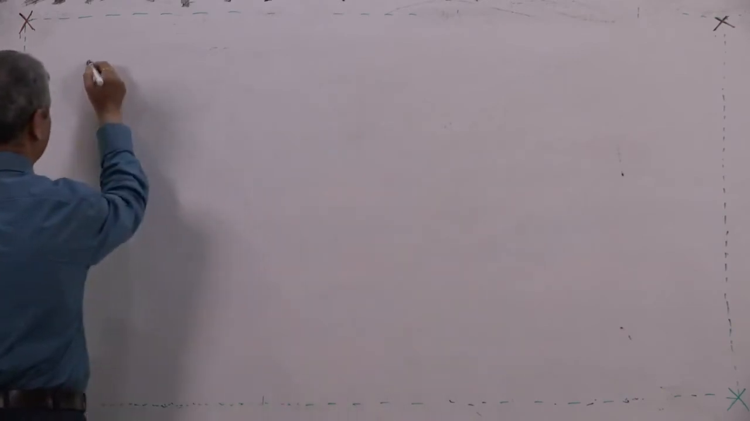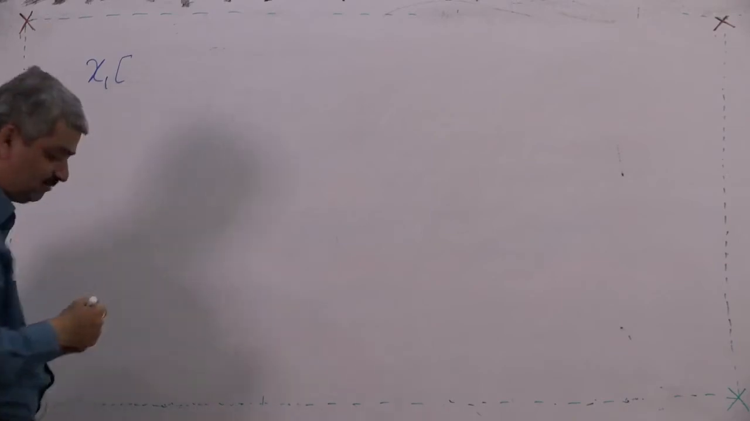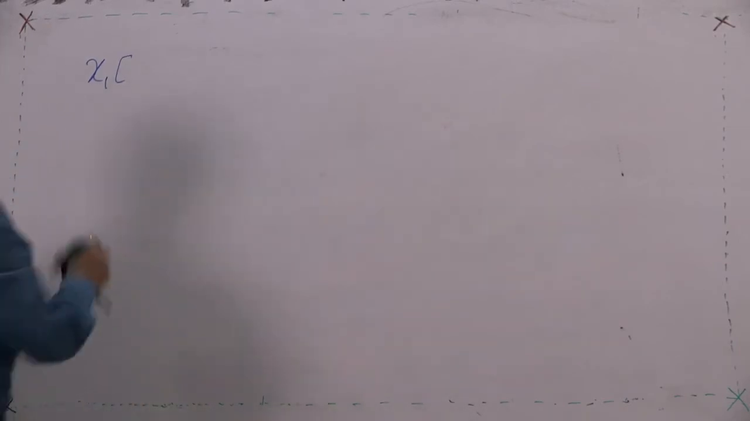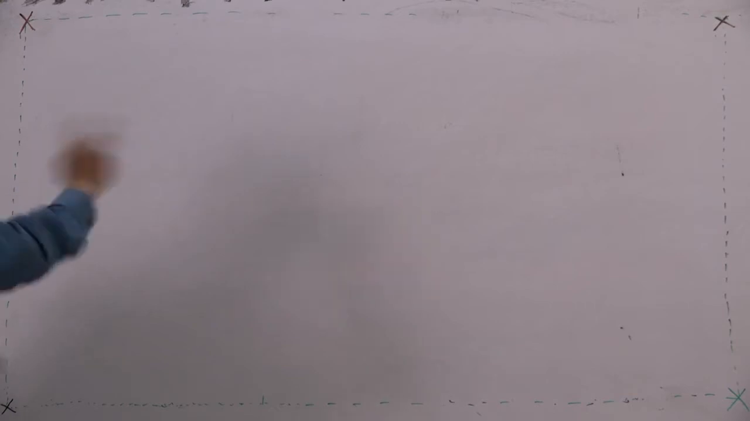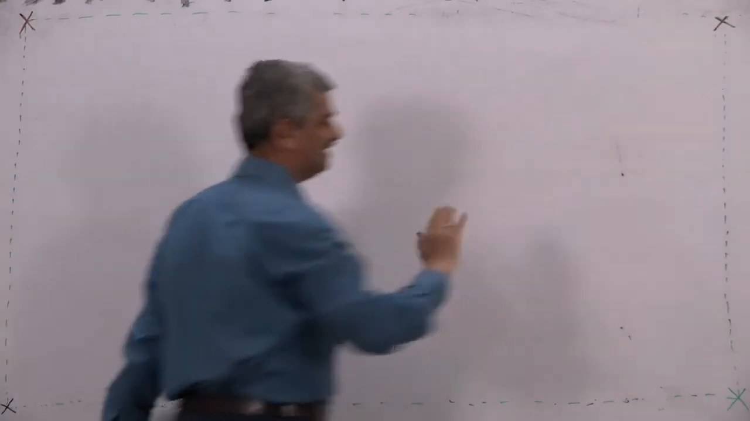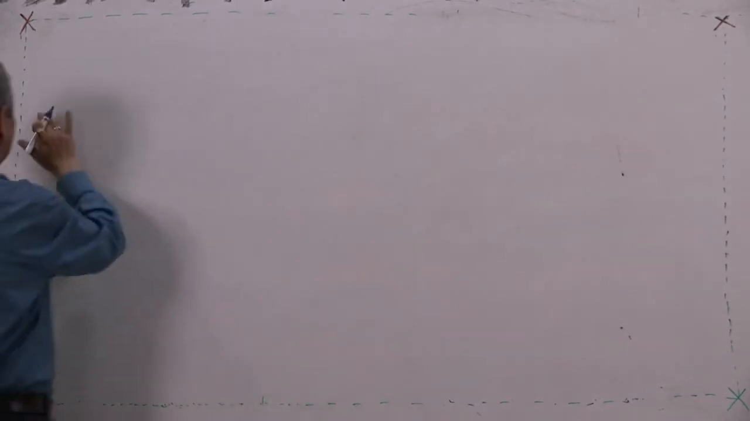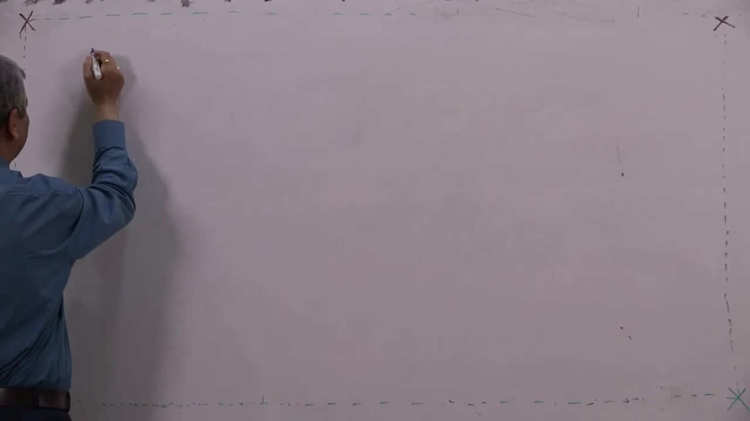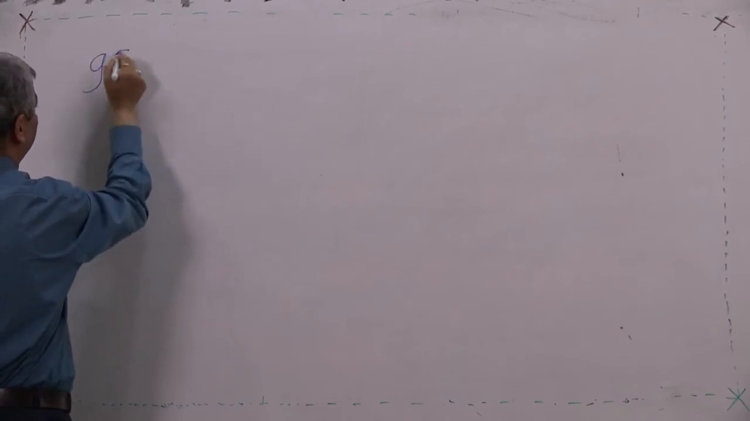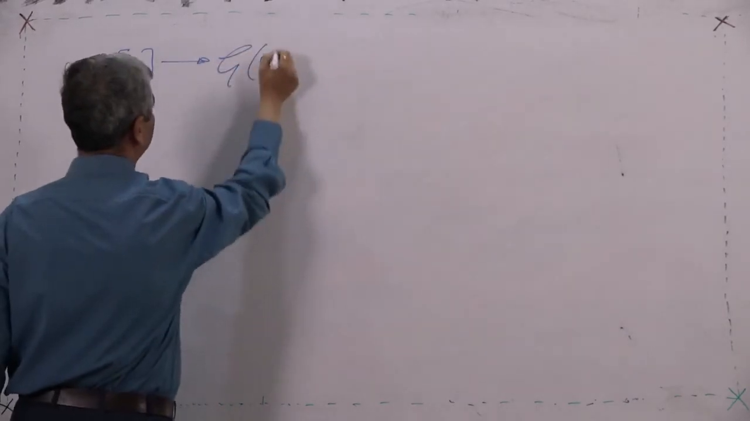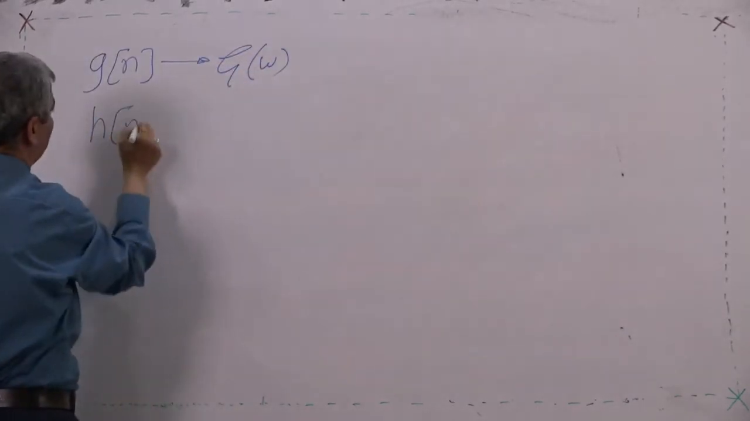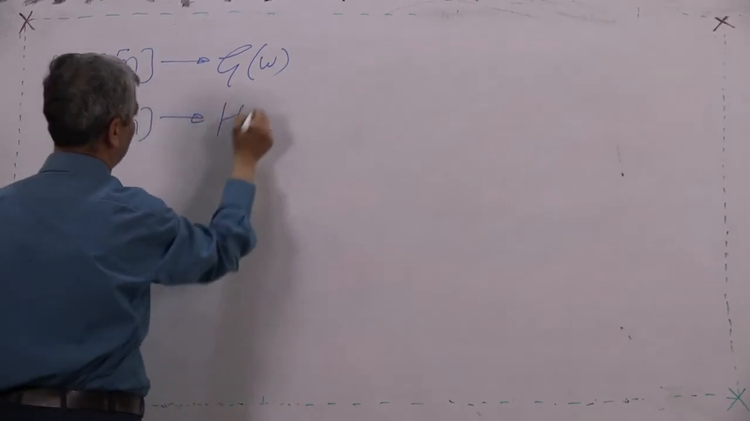One more thing is that in standard books we do not use x1 x2, because sometimes while deriving there is a chance that you may make some simple oversight mistake of 1 and 2. So instead of x1, they use g and h. Gn is one sequence whose DTFT is g omega. Hn is the other sequence whose DTFT is h omega.